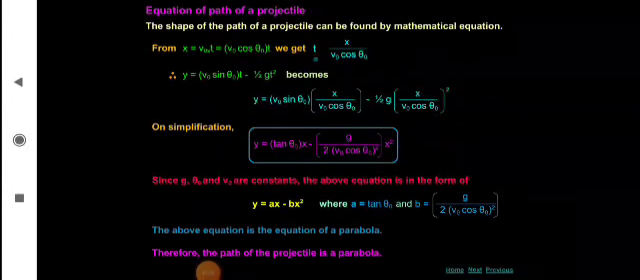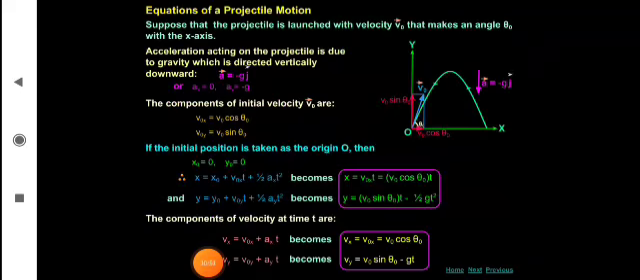Now let us study the equation of path of projectile. This is a very important derivation. The equation of path of projectile is also called the equation for the trajectory of a projectile. We derive it using the previous slides. The shape of the path of the projectile can be found by mathematical equations. To derive the trajectory of the projectile, we use the same diagram and the same components we derived in these slides.